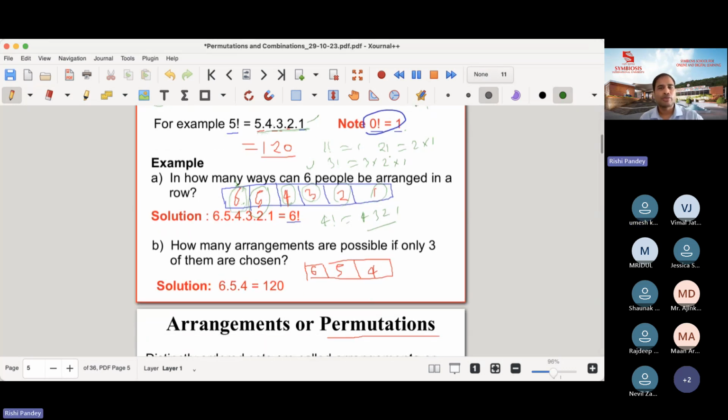For the same question, if you have only 3 positions, then in the first seat, 6 people can sit equivalently, isn't it? Any of the 6 can take the first position. After that, you have 5 people and then 4 people. The other 3 people will not get any seat. Only 3 are occupied. So we'll write 6, 5, 4. Done.